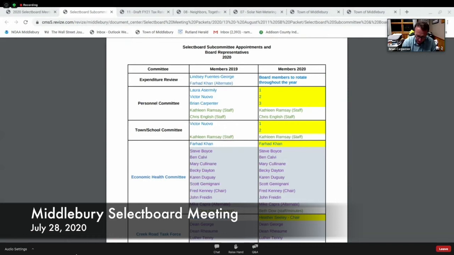Personnel committee. Right now, Victor has volunteered to stay on the personnel committee. Laura was on it and I was on it. Is there anybody who would like to join the personnel committee? You know, I naively can't find anything. What is the personnel committee? We meet, it's kind of an as-needed committee.